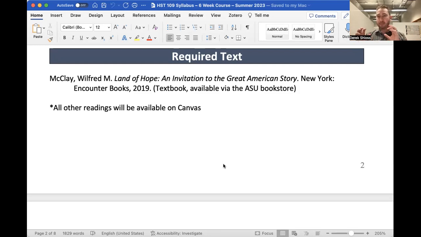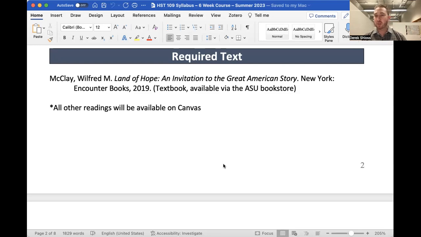So with this textbook, Maclay's Land of Hope, Maclay definitely makes the decision to frame things disproportionately in terms of the nation. And so the discussion of things that are happening pre-1789, pre-creation of the nation, are framed in large part, not exclusively, around the creation of the United States. So that's something to keep in mind.